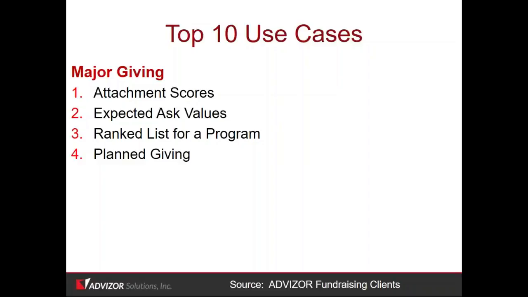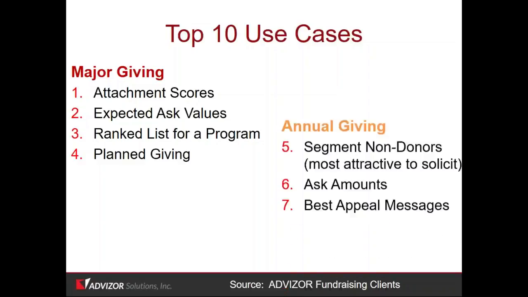The third use is ranked lists for a program. For example, maybe I'm raising money for financial aid matching grants, and there's a set of characteristics of people who have given to financial aid matching grants in the past. Modeling will help me understand what they are and what the weighting is, and then I can score the rest of my population and get ranked lists of who has not had that behavior but looks like the people who did. And similarly for planned giving.